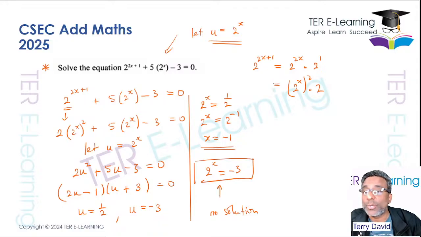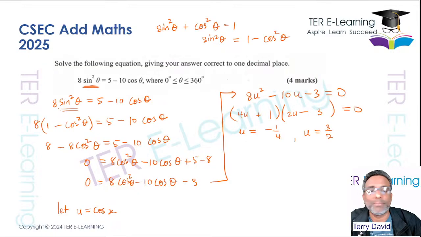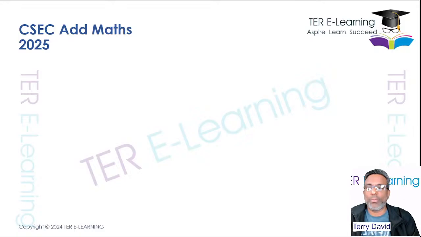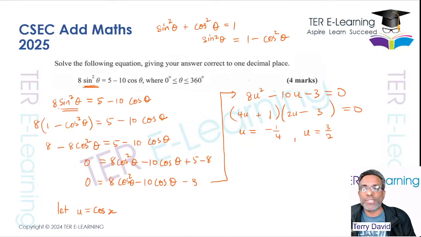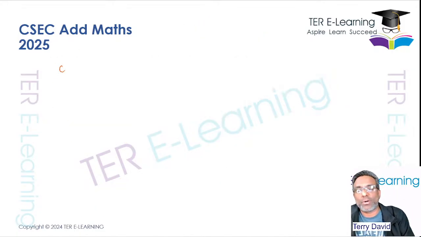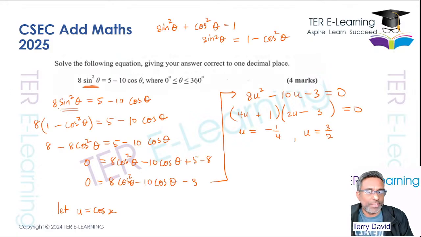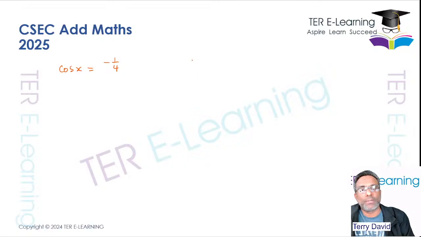One second, I'll lose the question. Okay, so what do we have? We have u is equal to minus a quarter. So therefore, cos x is equal to minus a quarter. And we also have that cos x is equal to 3 over 2.